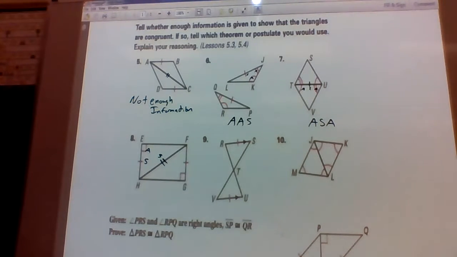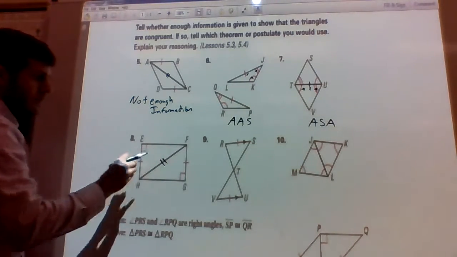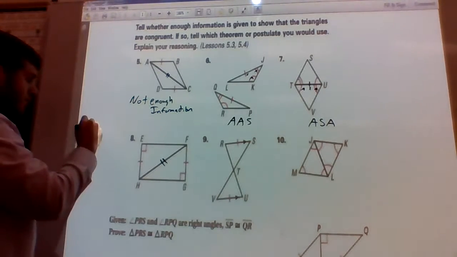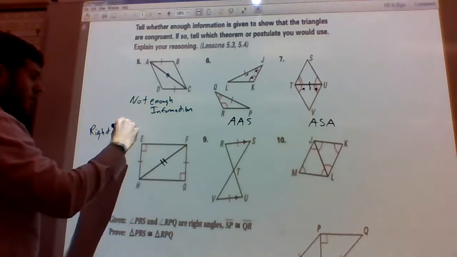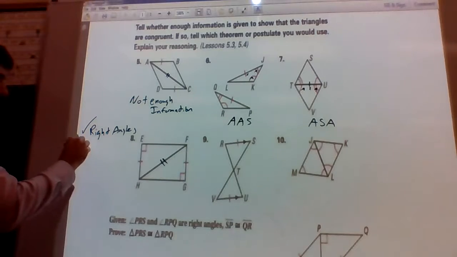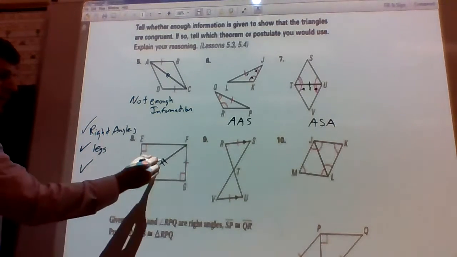Okay. So since we have right angles, we know we have right triangles. So let's look and see if we have hypotenuse leg to show that they're congruent. So we have right angles, check. We have a pair of congruent legs. Yes, we do. Legs are congruent. And do we have hypotenuses congruent?